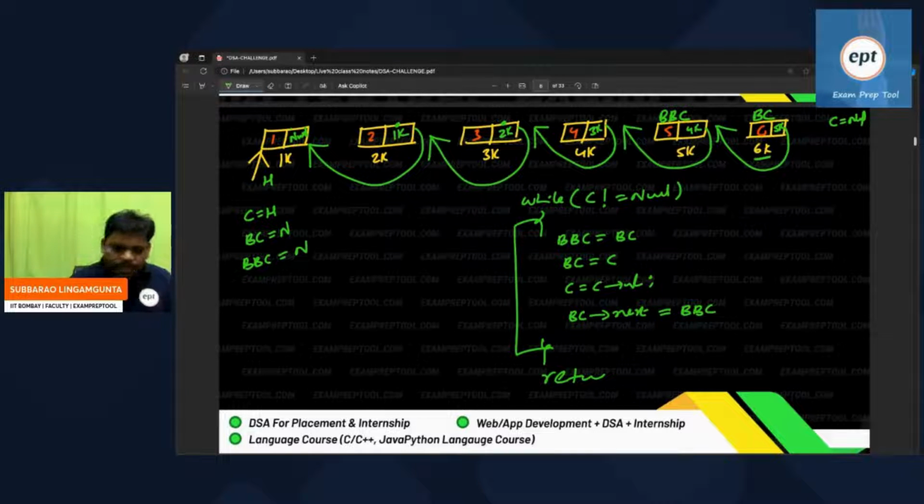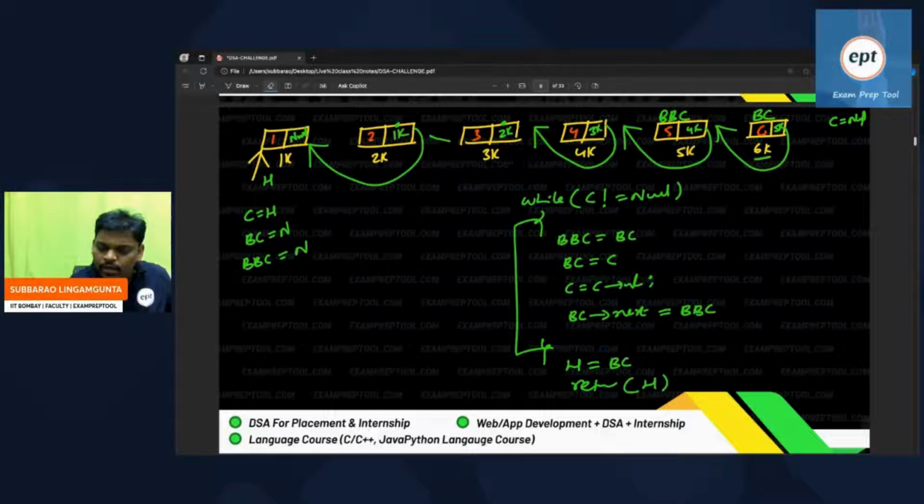So you can write lastly one thing. What is the answer? Head node is equal to before current, lastly return head. So over. And one more thing, this function name is called reverse.